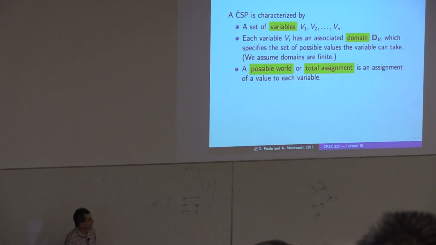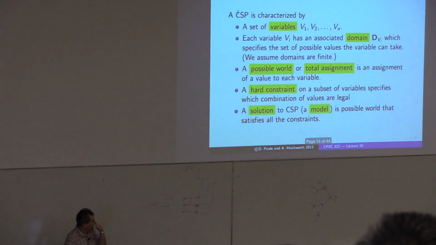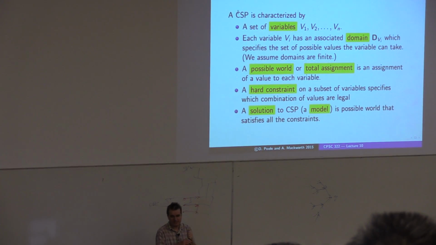So we have a whole lot of variables. We're going to give lots of examples. And then we're going to have hard constraints, which specify which combinations of these values are legal. And a solution or a model is a possible world that satisfies all the constraints.